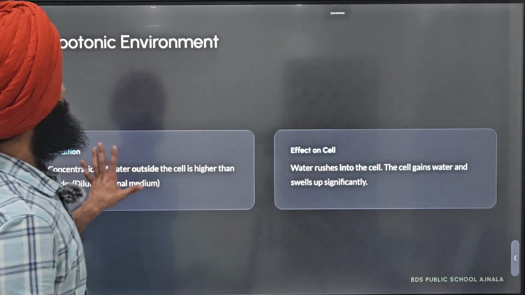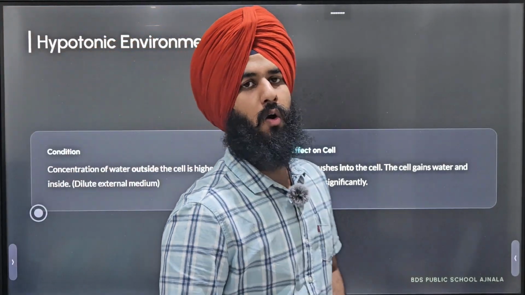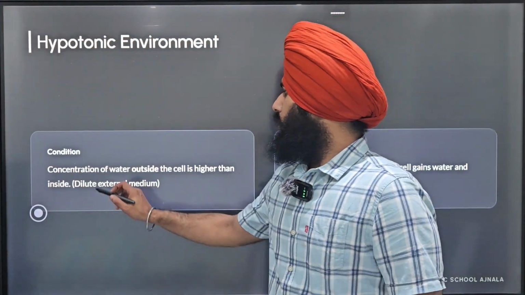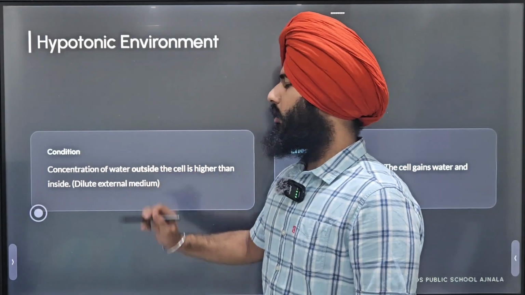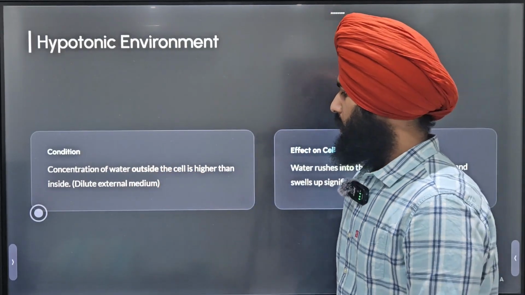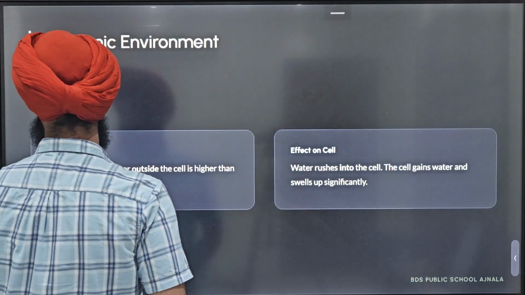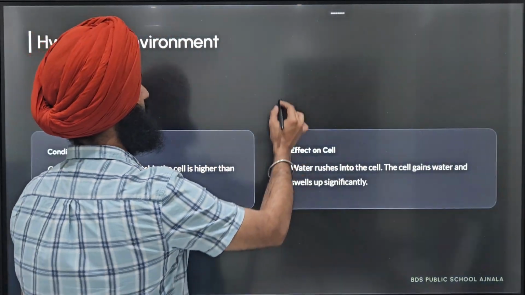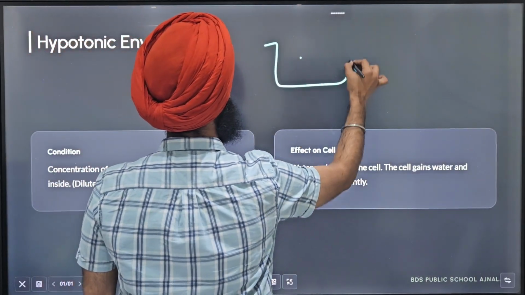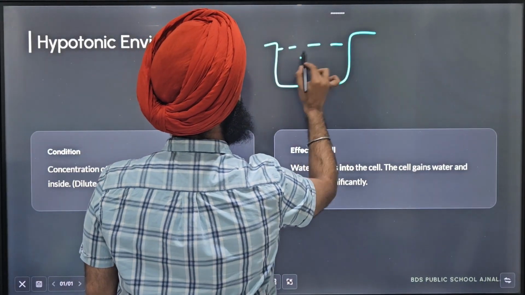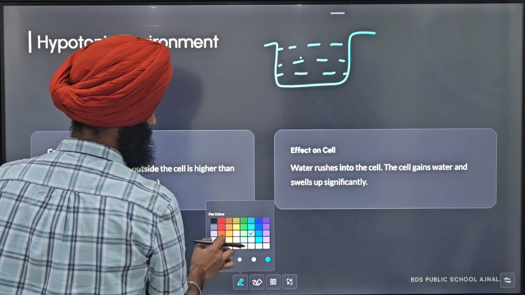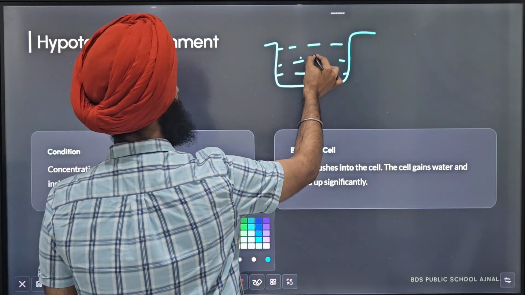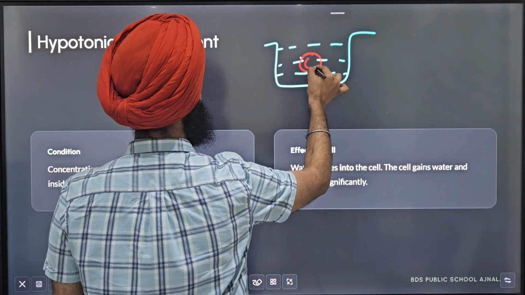Next we will learn about the hypotonic environment of a cell. The concentration of water outside the cell is higher than the concentration inside. So what happens in this case? Say we have a container with a cell inside it. We'll draw a container and a bunch of water, and we'll draw a cell inside it. Let's say a red blood cell inside this.